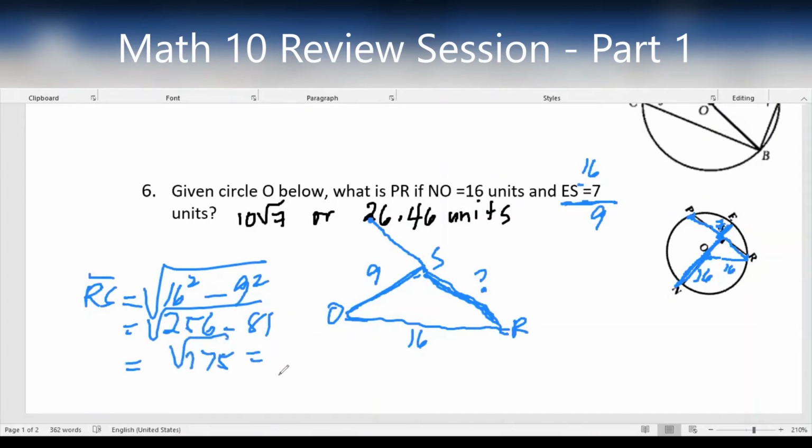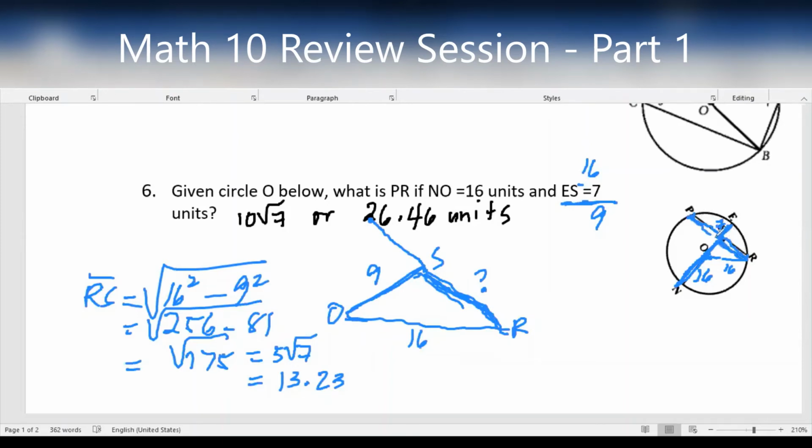So if you will get the square root of 175, it's 25 times 7. And square root of 25 is 5. Square root of 7, retain inside. Or in decimal, this is 13.23. But I think in my choices, naka-radical siya. Now, 5 square root of 7 or 13.23 is only this side, RS lang. Ito lang yung 13.23 or 5 square root of 7.